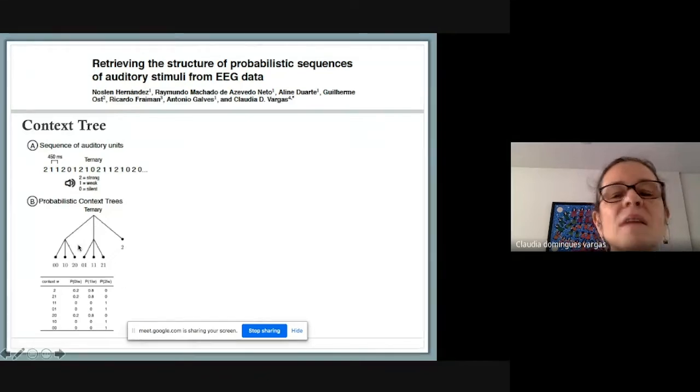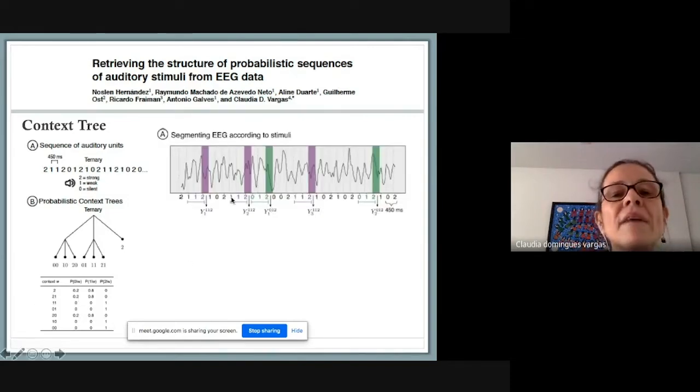This sequence of events can be represented by a context tree, which represents, given the present symbol, all the possible past sequences to the present unit. The transition probability associated with each context is used to choose the type of auditory stimulus appearing after that context in the sequence of stimuli. In our experimental protocol, we employed EEG measurement to associate the electroencephalographic response to each of the contexts that we presented with this sequence of auditory stimuli.